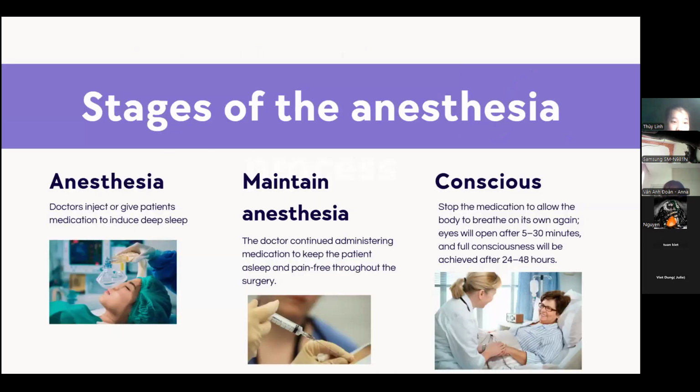And here I show you some stages of anesthesia. The first one is when we come into surgery, we will get anesthesia. The doctor injects or gives patients medication to induce deep sleep, so they can get into the surgery. Then they continue the anesthesia. The doctor continues to administer the medication to keep the patient asleep and pain-free throughout the surgery.